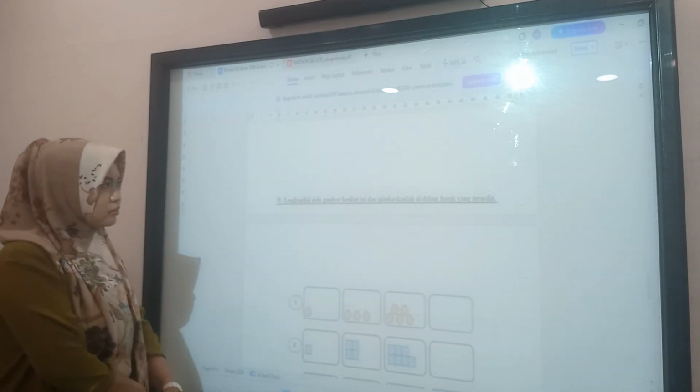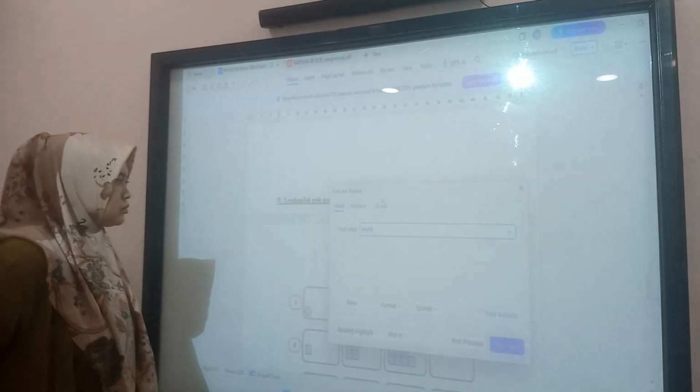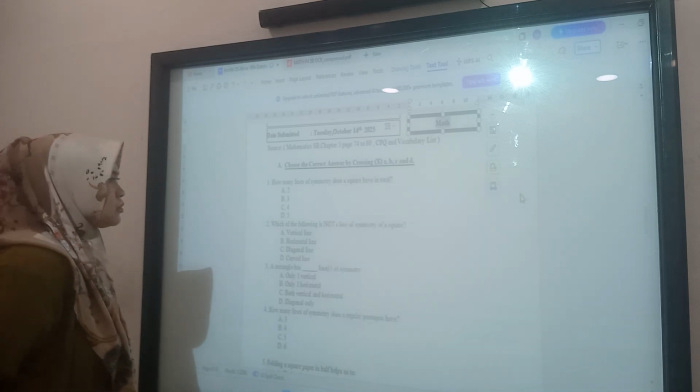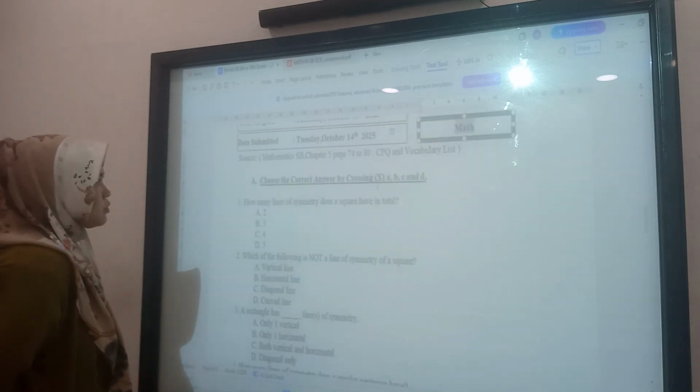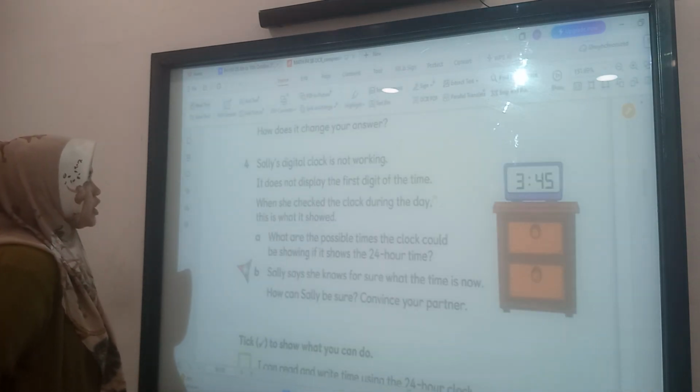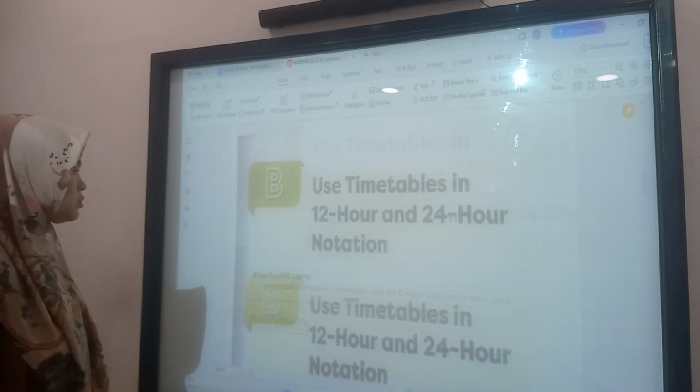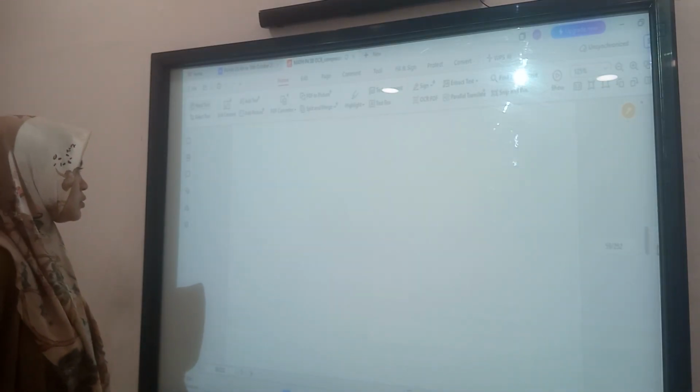Now we need to, so here we have for the math, it will be taken from page 74 until 80. So let's open the book first.